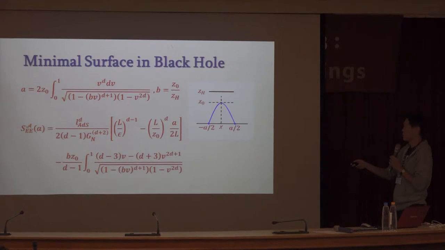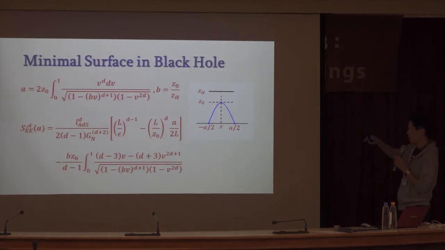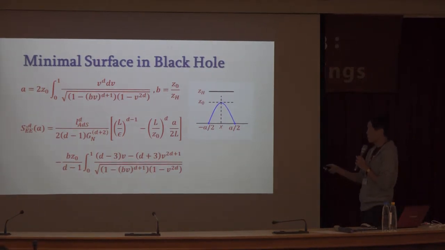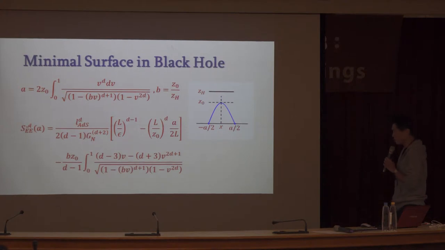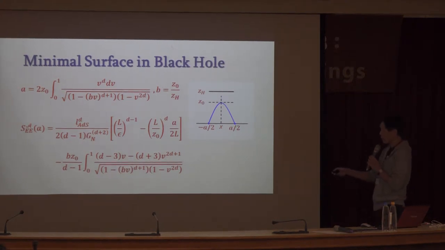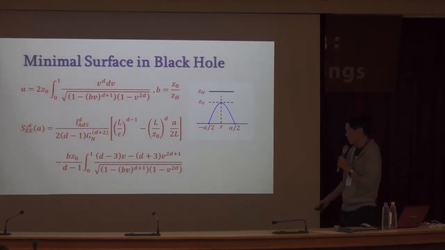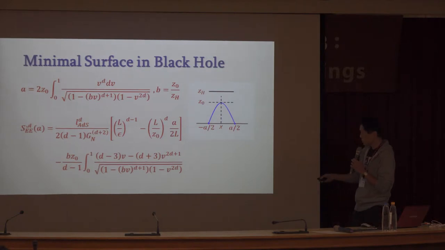And B is just the ratio of Z0 and ZH. So you can have a different Z0, and that's the parameter for this A. So given ZH and Z0, you can calculate A. That's the size of that region, depending on Z0. And we can also calculate the entanglement entropy, which is another side of the region. In this case we also have a similar structure.